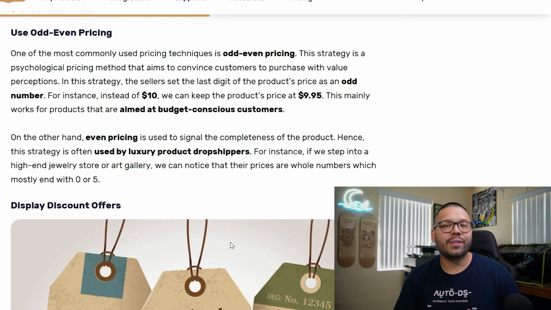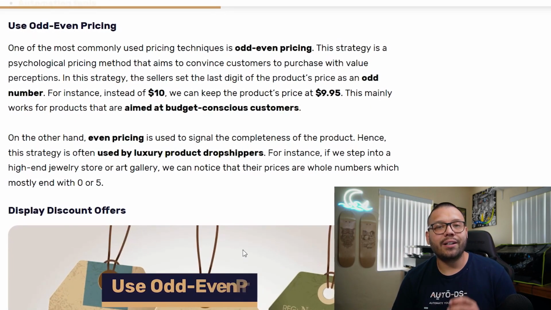Now, how can you set the optimal pricing for each and every single product that you have to make the most out of it that you can? Well, first off, you need to take into consideration all of the different fees like we mentioned earlier. Now, after you have all that figured out, then you can start to implement different strategies. One of them being odd-even pricing.